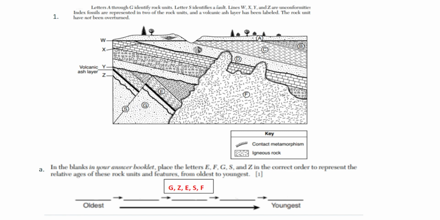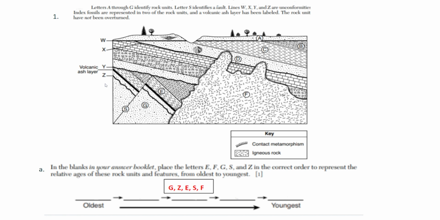And you can see that G is the sedimentary rock layer that got deposited first, and then it looks like Z is an unconformity that weathered and eroded away rock layer G. I know Z is an unconformity because in the top it tells me W, X, Y, and Z are unconformities. Index fossils are represented in two of the rock units. Volcanic ash layers are labeled. S also says is a fault.